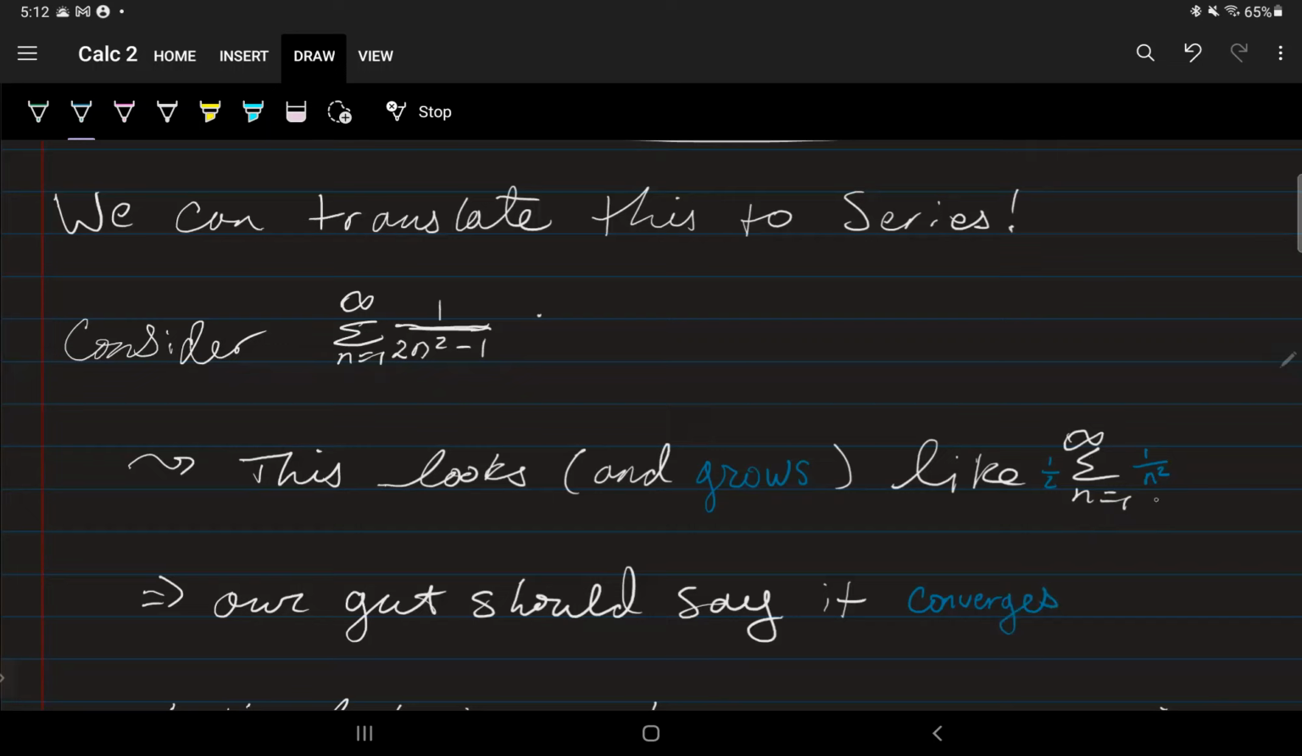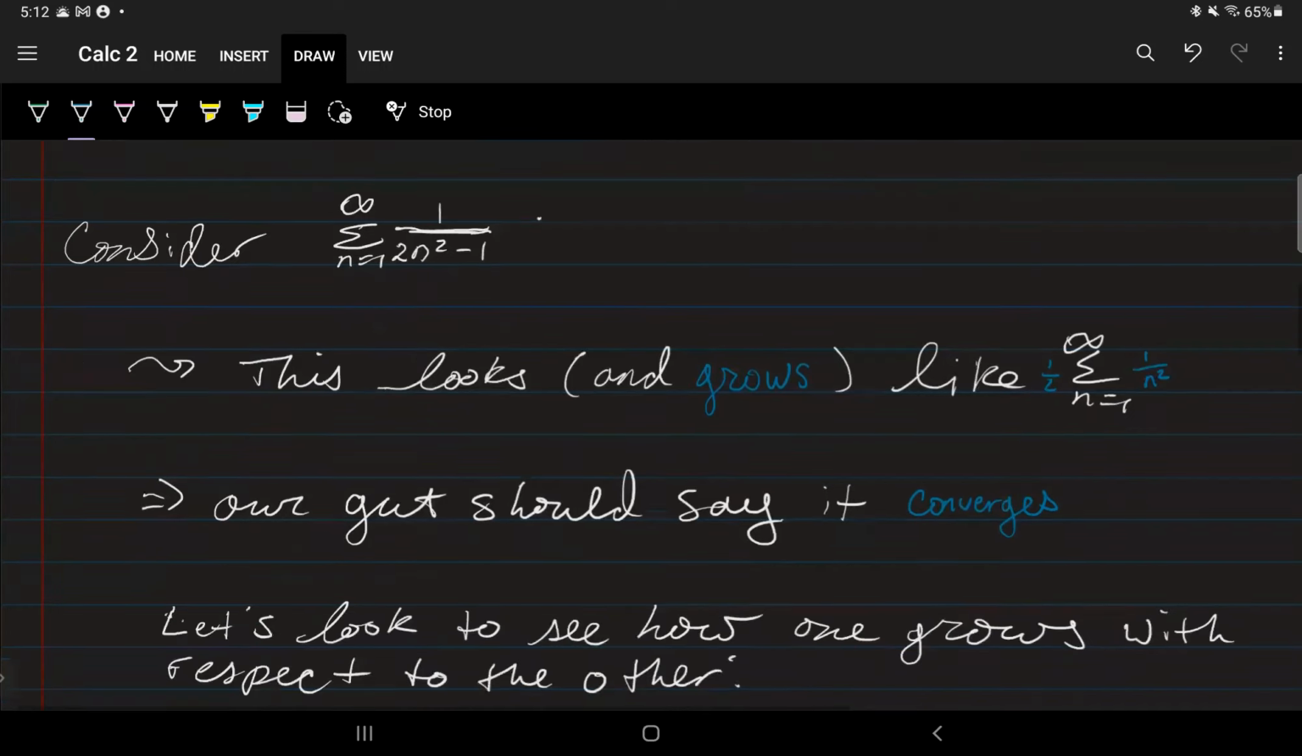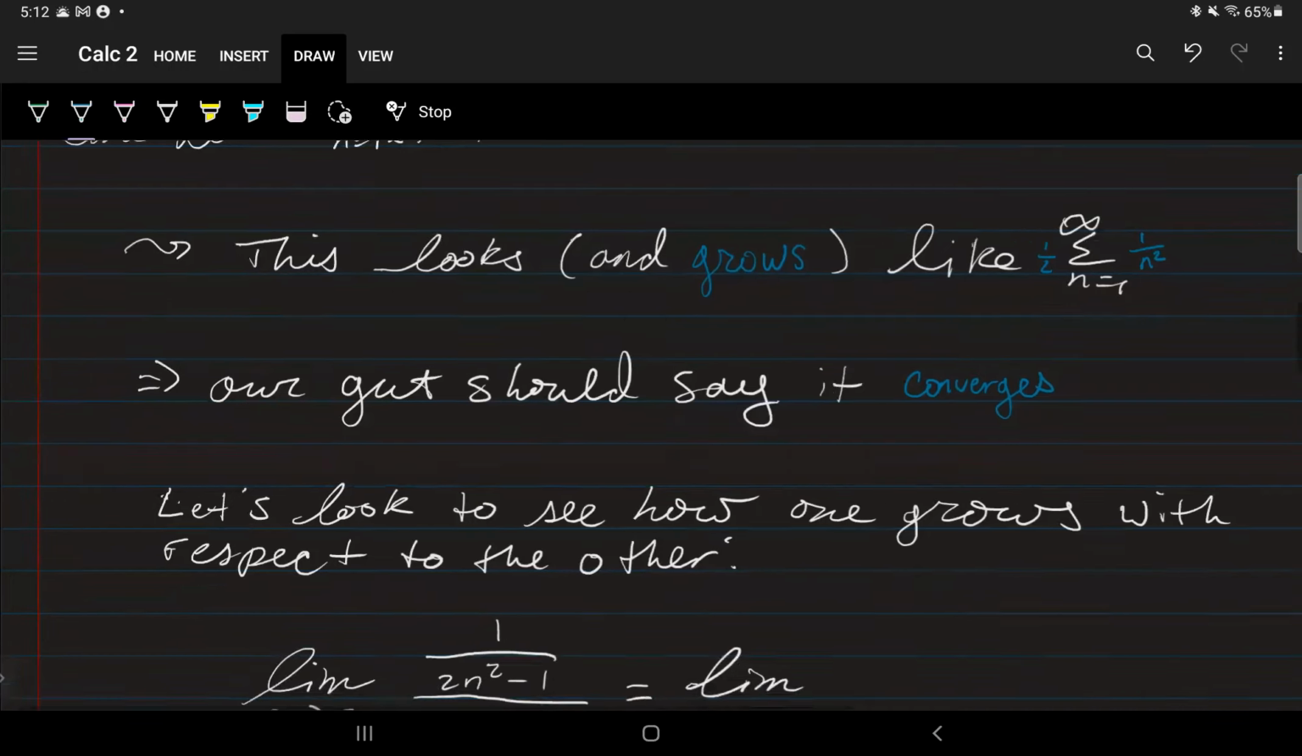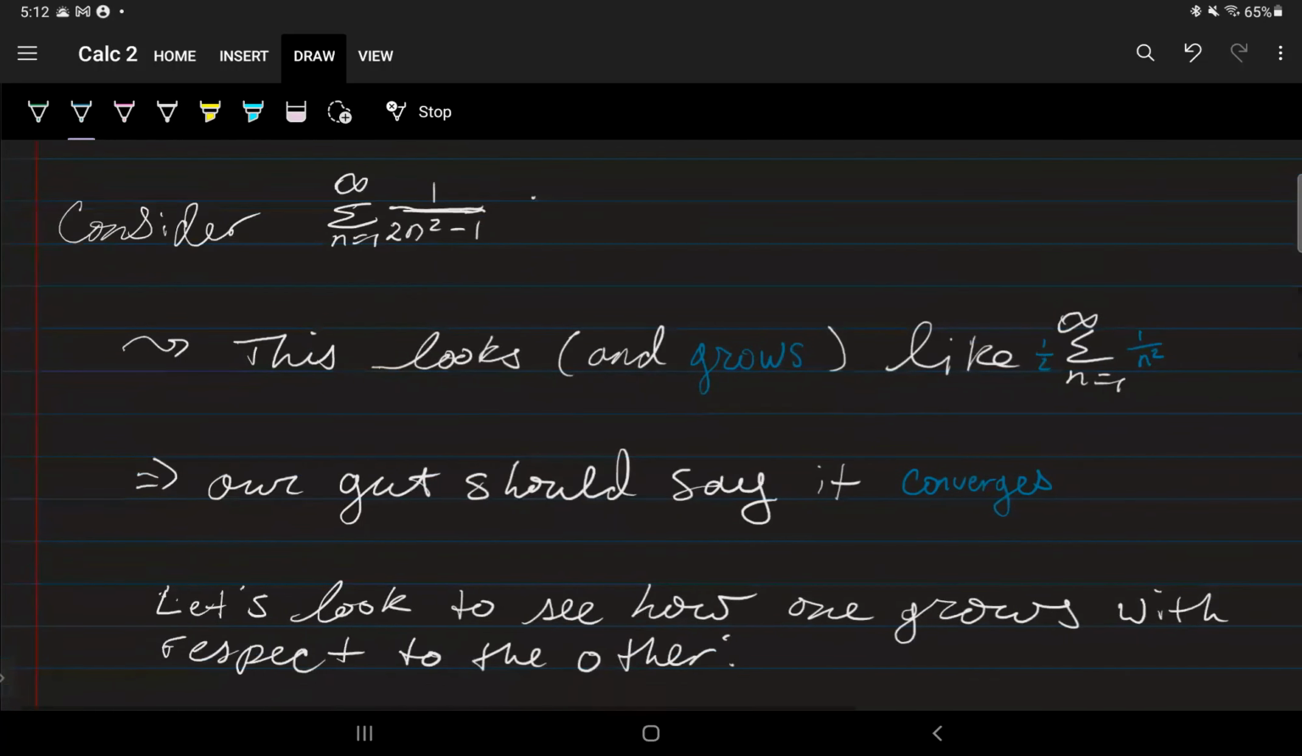And we know that the sum of 1 over n squared converges because it's a p-series with p equal to 2, okay? So this is how we should be feeling. And now let's prove it using more rigorous math. So in order to do that, we want to look at how one grows with respect to the other one, okay? So just like horizontal asymptotes, we want to take our original series here as the numerator of our fraction, and compare it to this 1 over n squared term, which we'll put in the denominator.